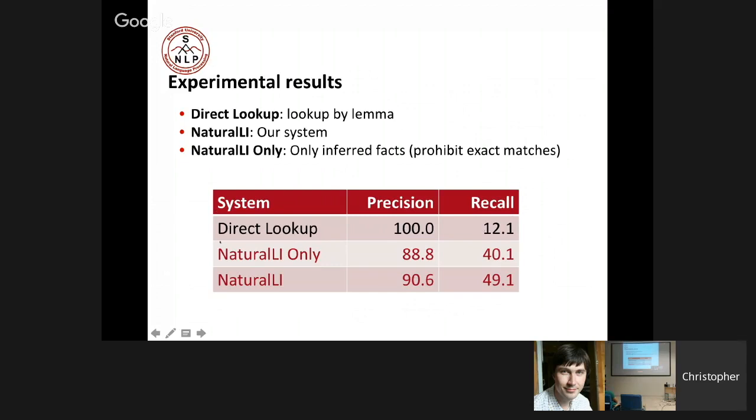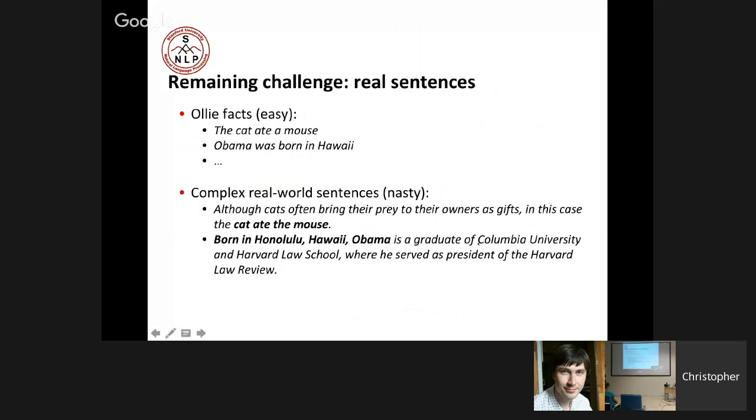But then we can start using natural logic to try and infer answers using natural logic inference steps. And if we do that, our precision goes down a little bit, but our recall goes up enormously. We're able to quadruple the number of times that we're able to work out the right answer. And so that's really nice. And in particular, if you don't allow answers that direct lookup, natural logic can do almost as well by having to infer an answer.